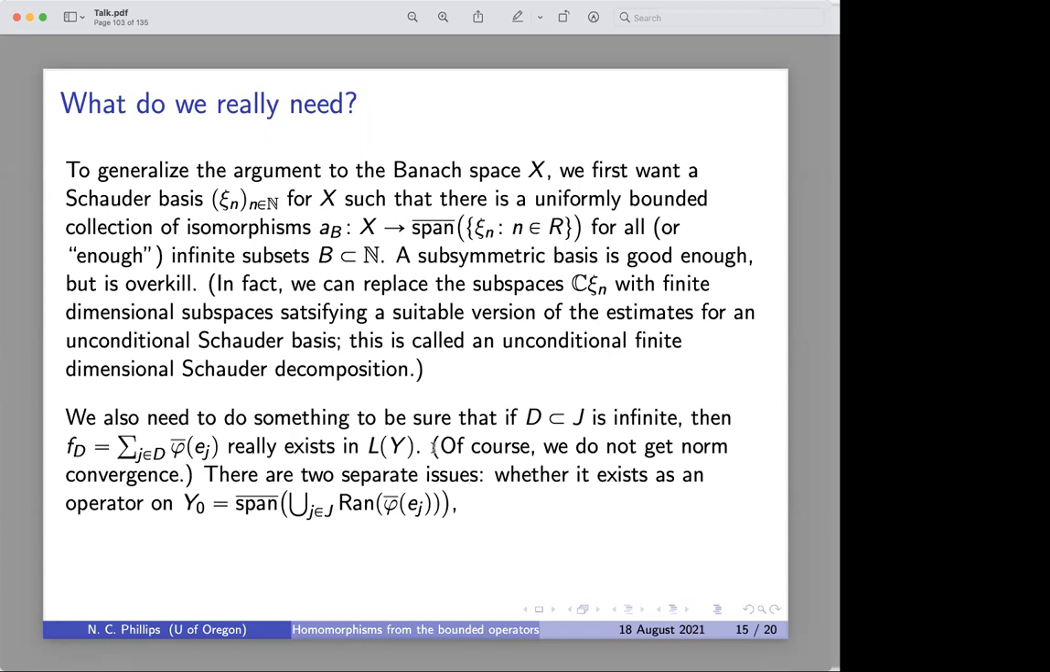There are two actually separate issues. First of all, whether you can do it on Y0, which is the span of just the ranges of the phi bar of EJ. And the second thing is whether you can actually do this on the boundary operators on Y. I'll get on the next slide to how this works. I'm not going to do the details of the proof. I'll just tell you what particular assumption we use in order to make it work.